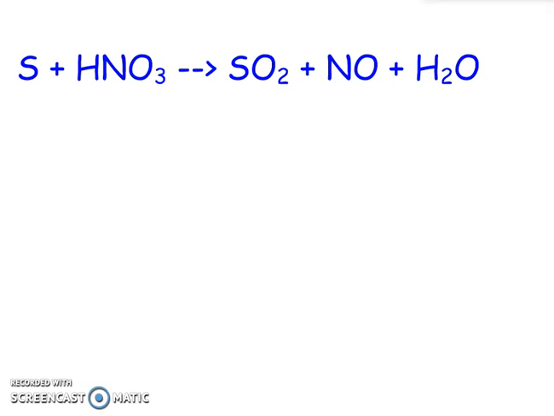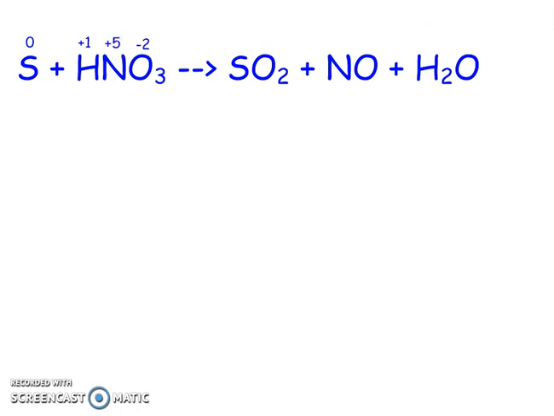On the reactant side, I can see that S is by itself, which means sulfur is going to have a charge of 0. HNO3, they're part of a compound. I know that H is going to be a +1 charge. Oxygen is going to be a -2 charge because I have rules for those two and they're not exceptions. For nitrogen, I have 3 -2s, which is -6. The hydrogen gives me +1, so to add up to 0, the nitrogen has to be +5.